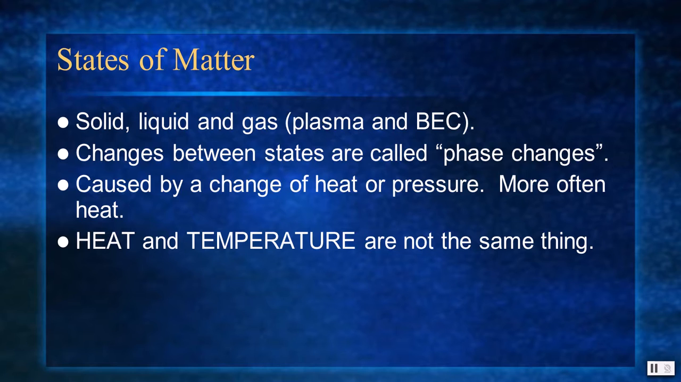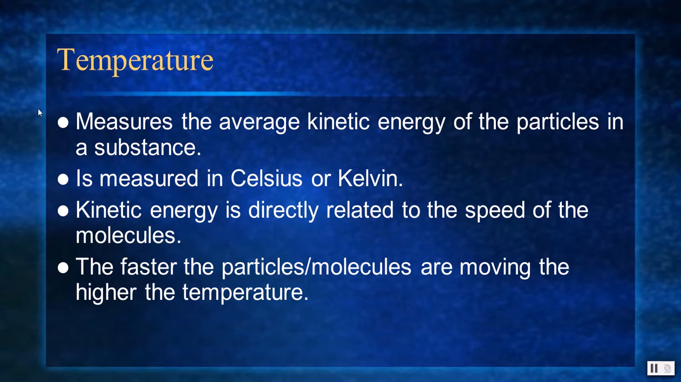So going on from there, we need to differentiate a couple of terms. Heat and temperature, they're not the same thing. Heat and temperature, not the same thing. Heat is an energy, this is a measurement. Okay, so the temperature just measures the average kinetic energy of the particles in a substance. It's basically measuring how fast the particles are moving. It's measured in Celsius or Kelvin. Those are our two units of temperature.